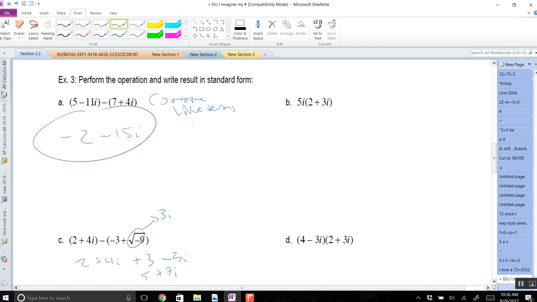So actually, I take it back. That'll be 5 plus i. Nope. Yes, 5 plus i. There we go. For b and d, this will involve distribution or foiling to get 10i plus 15i squared. So it's negative 15 plus 10i.